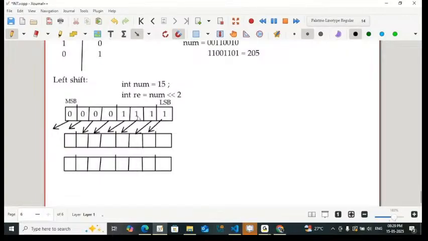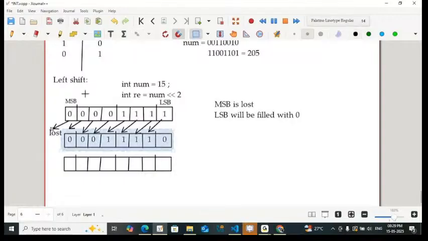Whenever I am performing the left shift, the MSB bit is lost. So remember, your MSB bit is lost. Then your LSB will be empty, so it is filled with 0. So after shifting it to the left once, I will have 0, 0, 0, 1 and 1, 1, 1, and the LSB will have a 0.